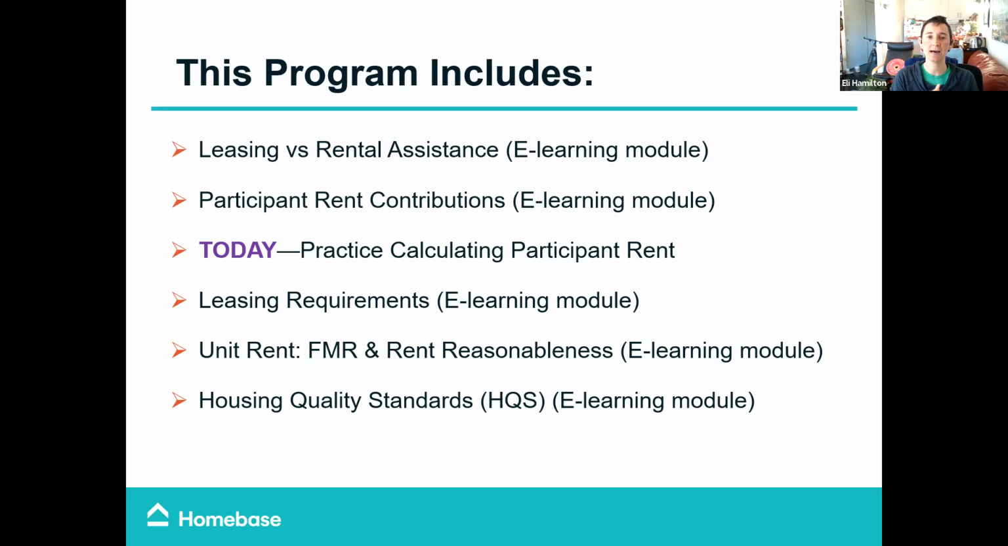So we wanted to have a practice session so that you can all have some hands-on practice implementing the stuff that was covered in the participant rent contributions module. So I want to do a quick check-in just based on that before we do actual introductions.